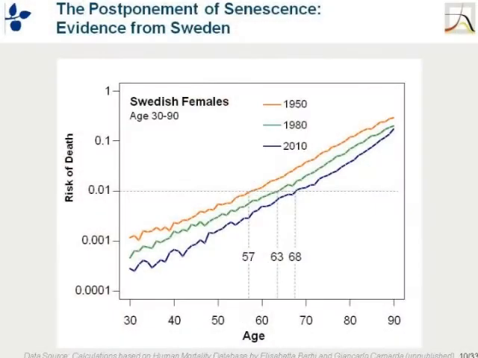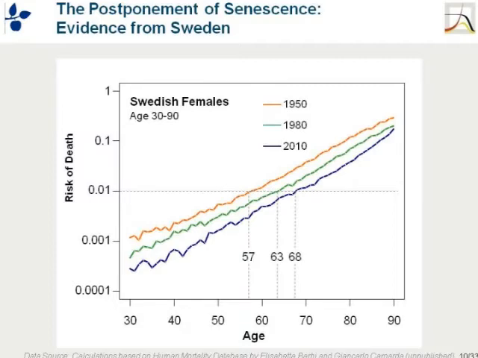Let me start with a slide I have used before. On the vertical axis, we have risk of death for Swedish females, and on the horizontal axis, age from 30 to 90. And here's the trajectory of Swedish female death rates in 1950. It's on a log scale, and so the line is approximately straight because mortality goes up exponentially. So this is what Swedish females experienced in 1950.